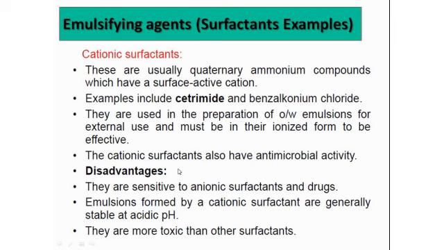Disadvantage: they are sensitive to ionic surfactants and drugs. Emulsions formed by cationic surfactants are generally stable at acidic pH. So if you are making an emulsion using a cationic surfactant, then the pH of the emulsion should be in the acidic range, and they are more toxic than other types of surfactant.